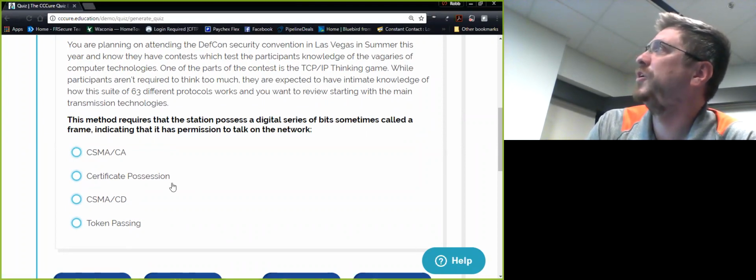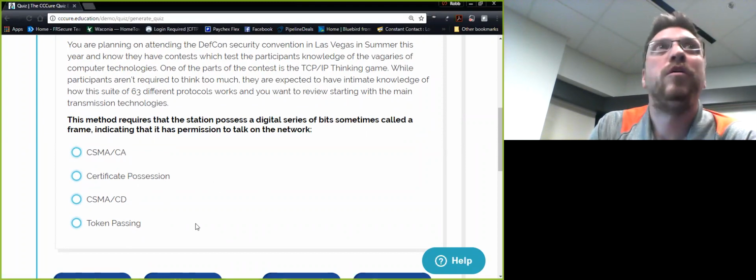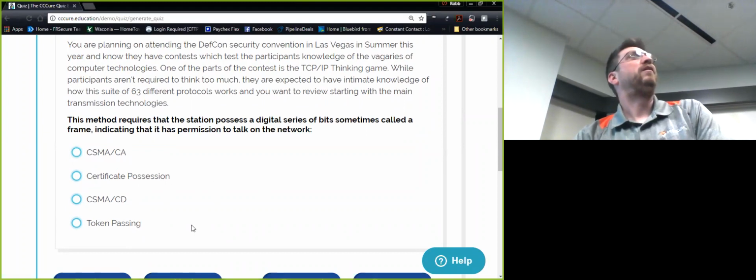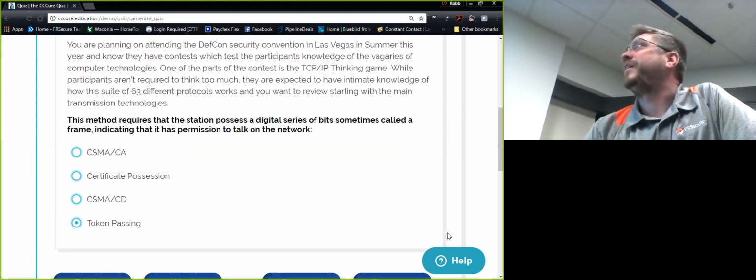Yeah, so collision avoidance for carrier sensing. It's not certificate possession. It's not digital bits called a frame. Isn't that deep? Because it could be token passing, right? From the old token ring. If you have a token, I guess token passing.